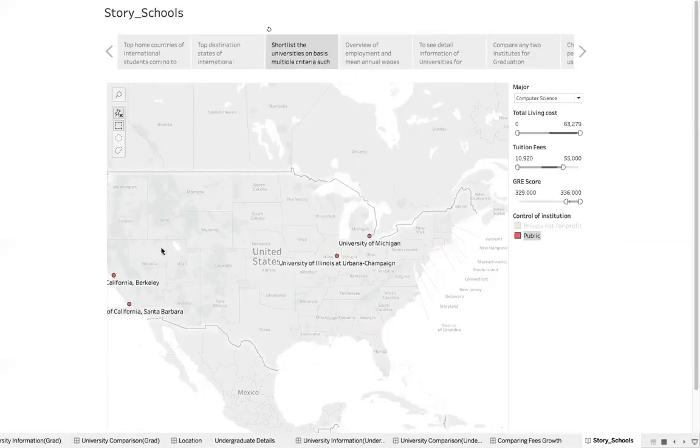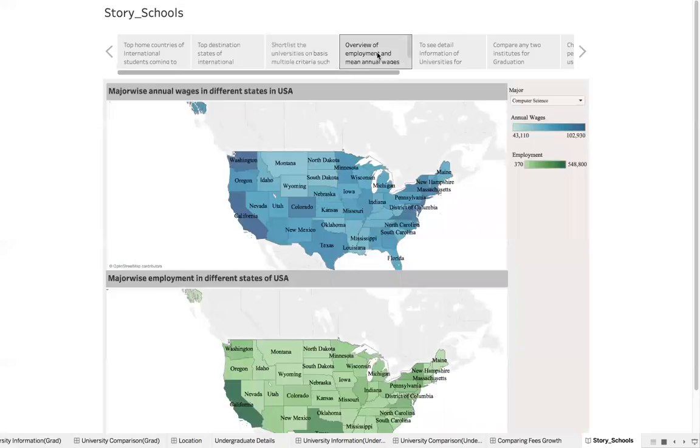Okay, here it is. Now 4 universities have been shortlisted as per Alice's criteria. Now Alice can see that 2 universities are from California and the other 2 universities are from 2 other states. Now Alice has to decide what location she prefers in order to pursue her master's. So this dashboard will help her in order to decide the location.